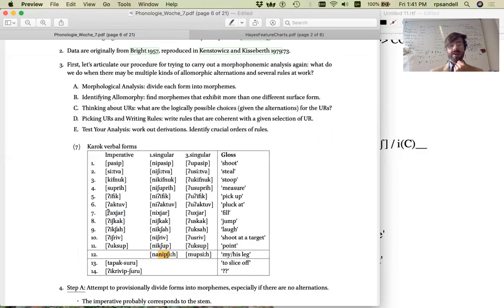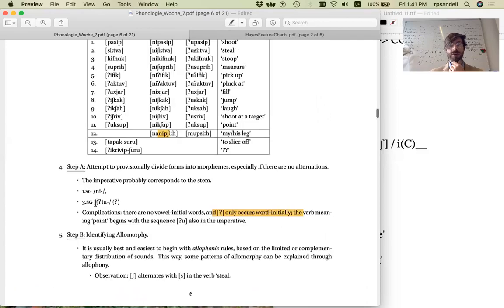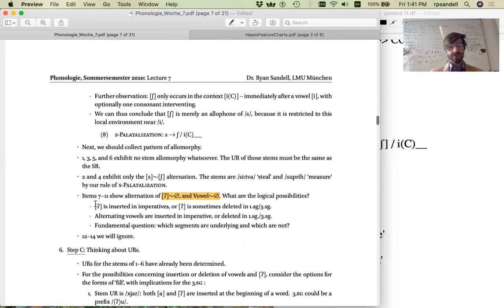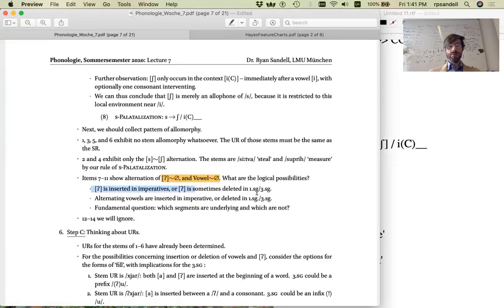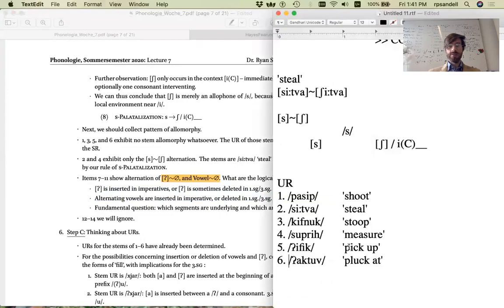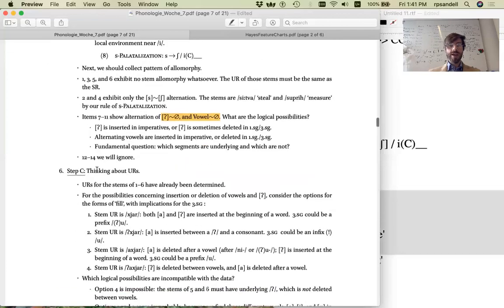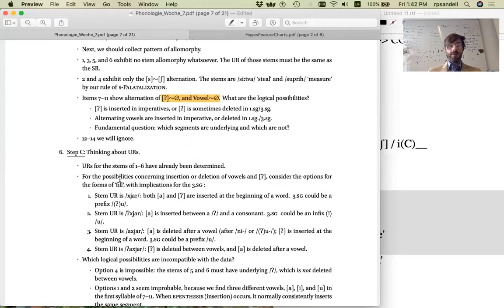Is the glottal stop and the a underlying? Is one segment underlying and the other not? Or are these segments being inserted? So to what extent do we need insertion, and to what extent do we require deletion processes? So how do we use the data to try to decide which possibilities are correct? Thus far, we already have underlying representations for 6 of the forms, and let's consider these possibilities of insertion or deletion of vowels and glottal stops in rows 7 through 11 in greater detail.